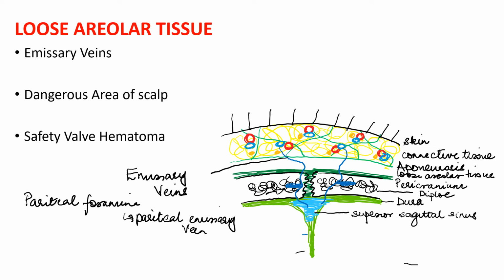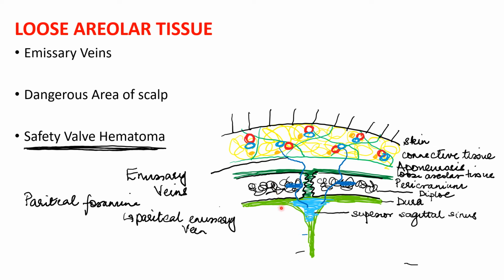Now, there's another important applied anatomy which is sometimes talked about in the case of the loose areolar tissue, and that is the safety valve hematoma. In children, unlike in adults, the pericranium is tightly adherent to the underlying bone. This pericranium layer is tightly adherent to the bone, and so also the dura mater is tightly adherent to the bone. That's not the case in adults.